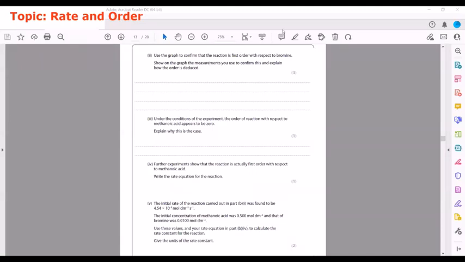Next part, use the graph to confirm that the reaction is first order with respect to bromine. How can we use the graph? As I mentioned in the previous part, for a first order reaction, you have a graph with concentration of the reactant on the y-axis and time on the x-axis. So how can you confirm it's first order? For example, 100 moles changes to 50 in 2 minutes, then 50 changes to 25 also in 2 minutes. If the half-life is constant, it means the reaction is a first order reaction.